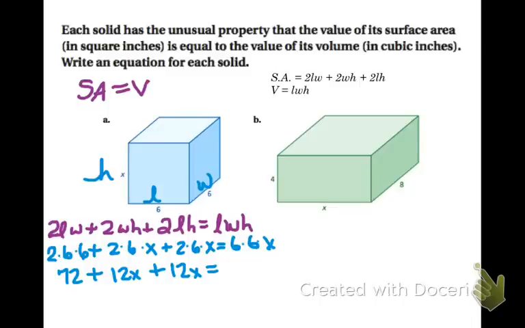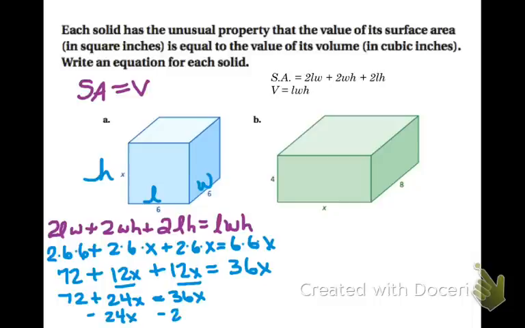6 times 6 is 36. Again, we have some like terms that we can simplify first. So 72 plus 24x is equal to 36x. So to collect the terms, we would subtract 24x from both sides. 24 minus 24 is 0. We're left with 72 is equal to 36 minus 24, 12x.